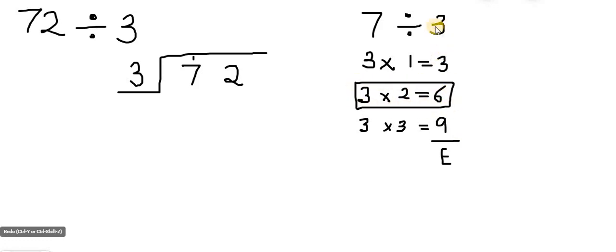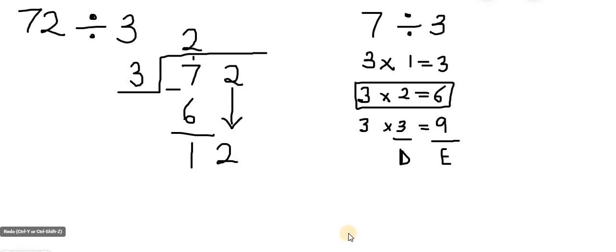Now our answer for the number of 3's in 7 is in column D. So that's 2. We put 2 above 7 here. And then we take the answer from column E, 6, put it under the 7, and we subtract 7 minus 6, 1. Okay. We're not done. We still have a 2 here. We bring that down to be considered with 1. So that's 12. Now, we want 12 divided by 3.